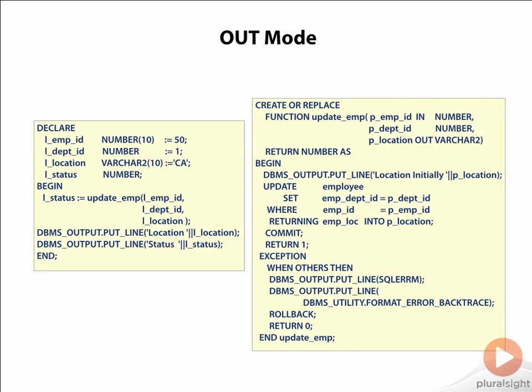So even though we are assigning a value to lLocation initially, it will be passed in as a null value to pLocation. Running this block will give us a result of location initially with a value of null, return value of WA for lLocation, and lStatus as 1. So this way we are actually returning back 2 values from the function, lStatus, which it returns, and lLocation, which is an out parameter. We cannot pass a literal value of CA for pLocation parameter as we need a variable to hold the return value.